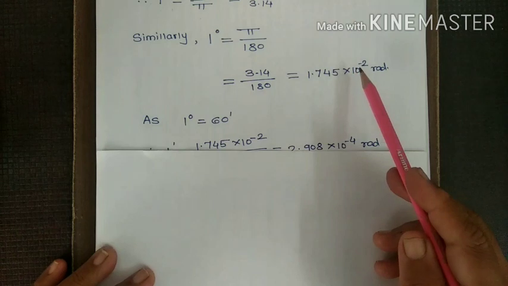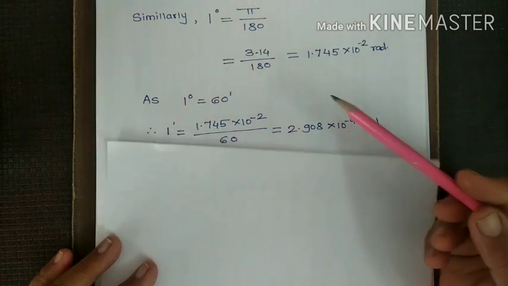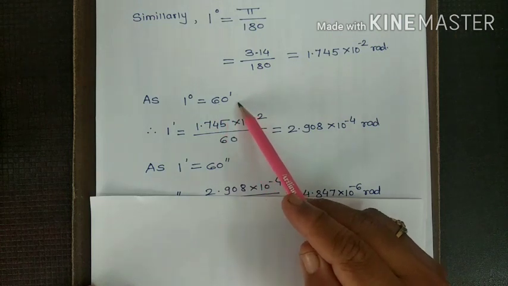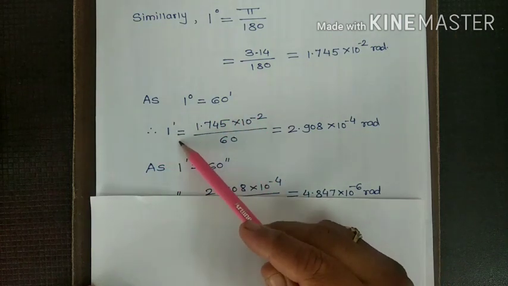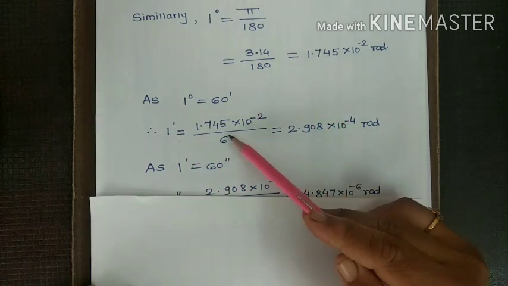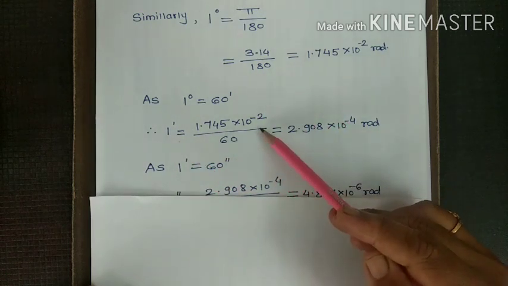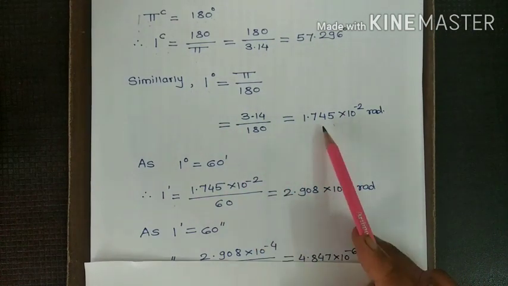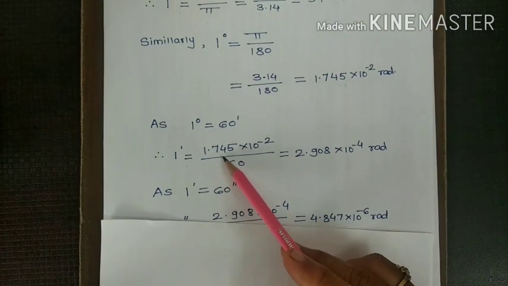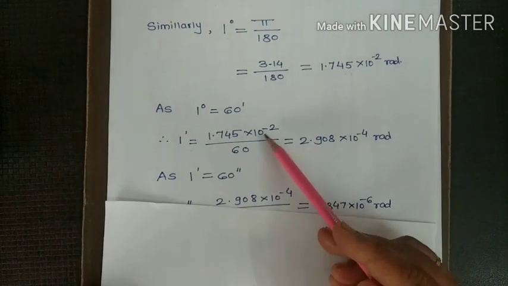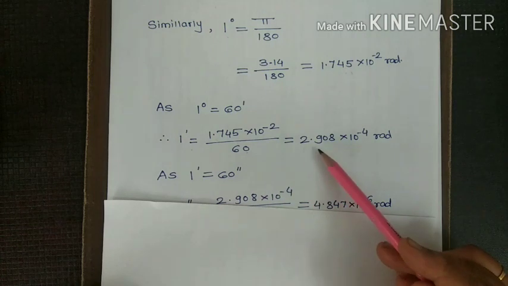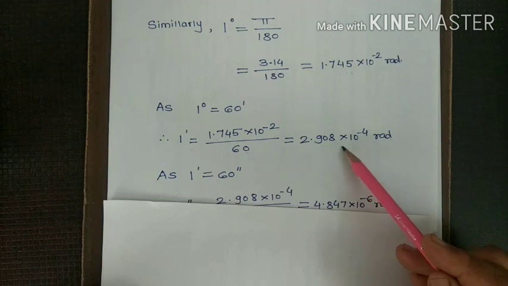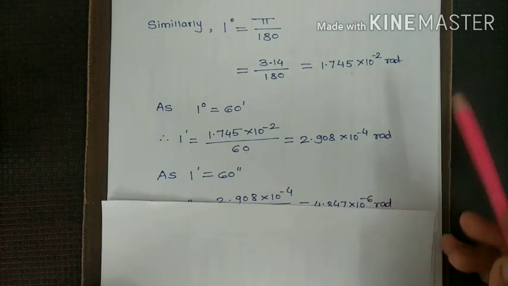Similarly, here we have the relation between second and minute. 1 degree is equal to 60 minute. Therefore, 1 minute is equal to 1.745 into 10 raised to the power minus 2 upon 60. This value we have already calculated, 1 degree is equal to this value. When we calculate this value, we get 2.908 into 10 raised to the power minus 4 radian.